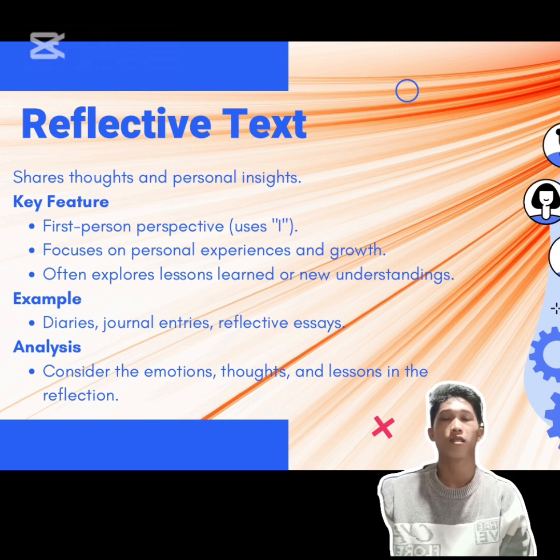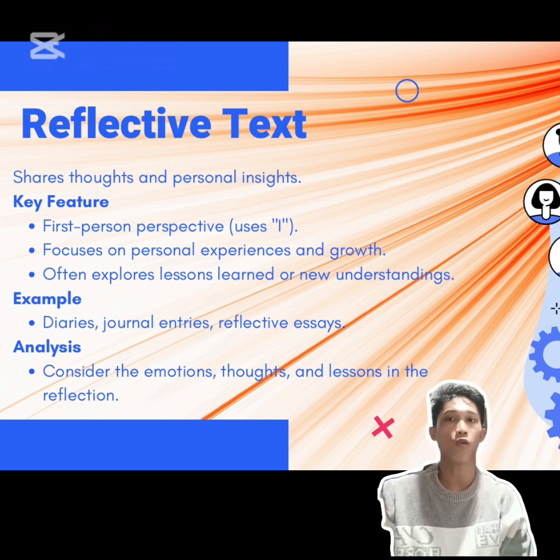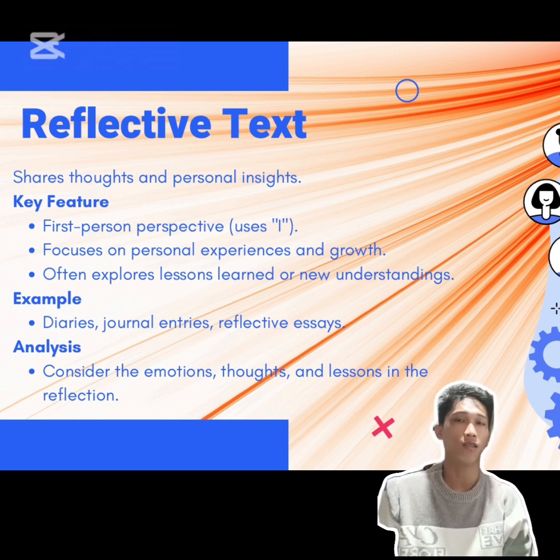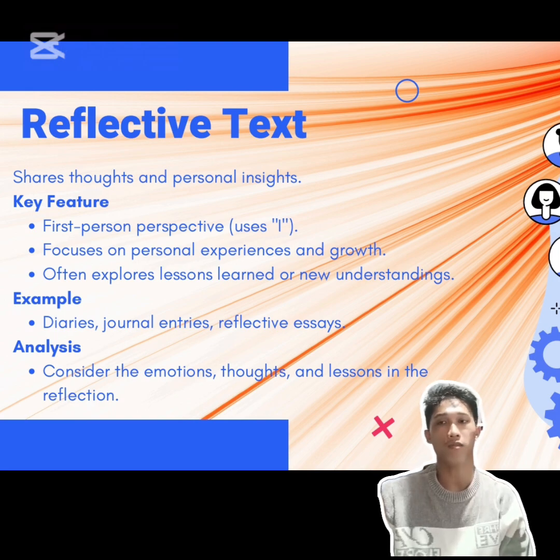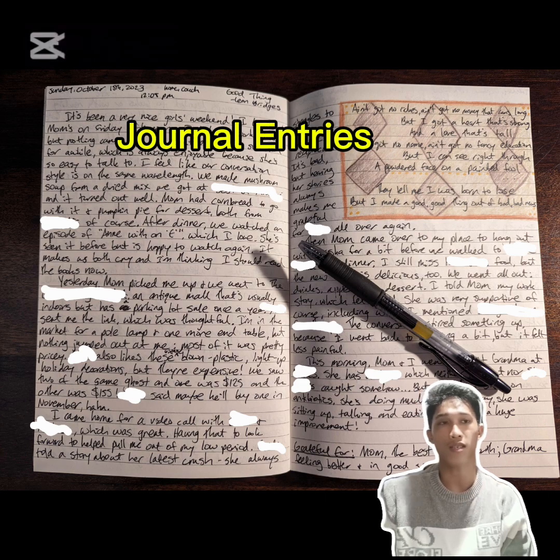Reflective text. Share thoughts and personal insights. Key feature: first person perspective uses I. Focuses on personal experience and growth. Often explores lessons learned or new understandings. Examples: diaries, journal entries, reflective essays.